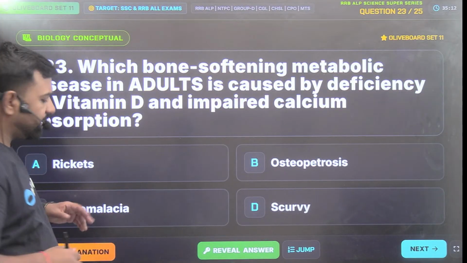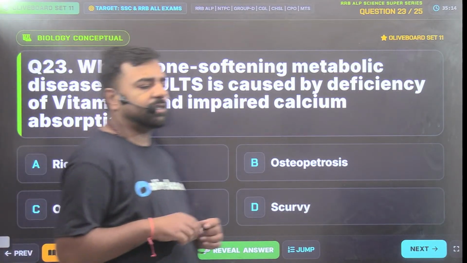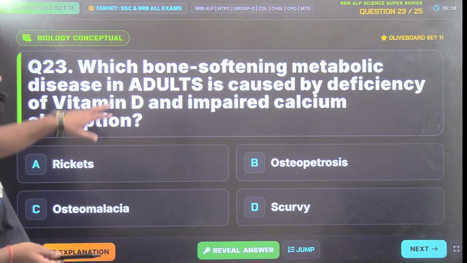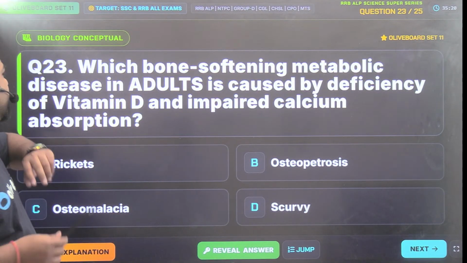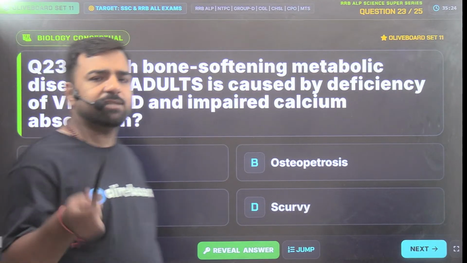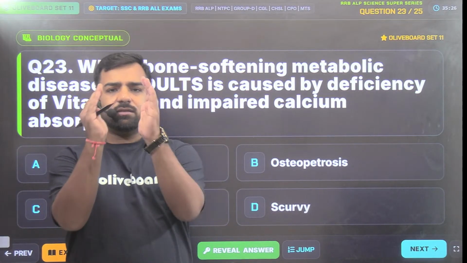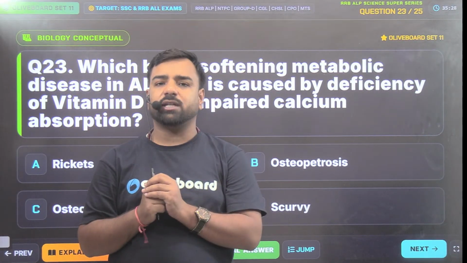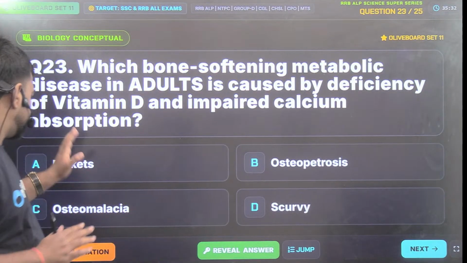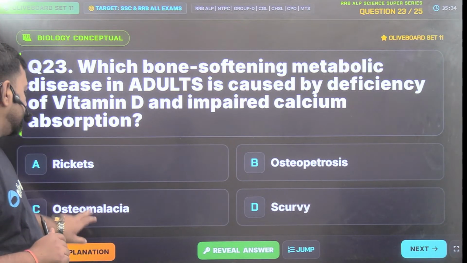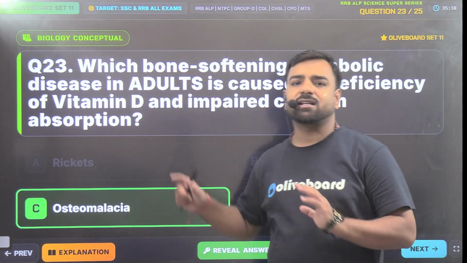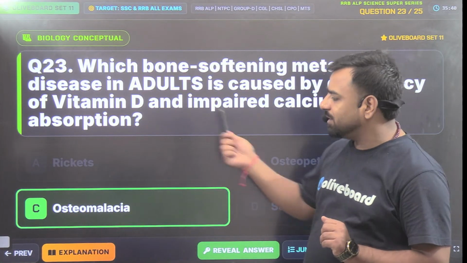In the case of rickets, there is bowing of the legs, and that's because of deficiency of vitamin D. But it's not talking about the bowing of the legs. It's saying it's a bone softening metabolic disease in adults. So it's not rickets. Rickets basically takes place in childhood, where the bones are bow shaped, especially the legs. So that's why, Utkarsh, Ankita, please focus here. The correct answer will be osteomalacia. Osteomalacia actually occurs in adults. These types of questions create confusion, and for the same reason I'm keeping this C.